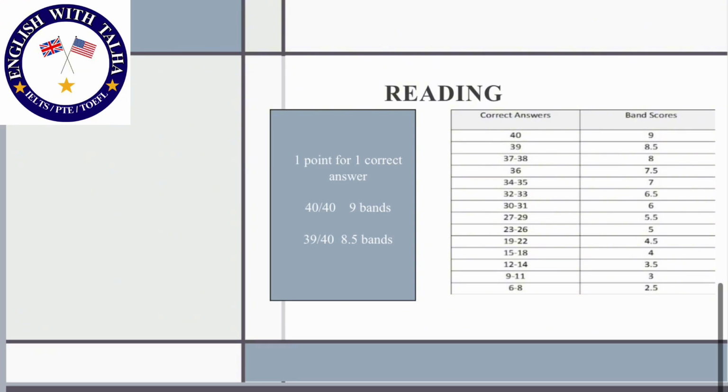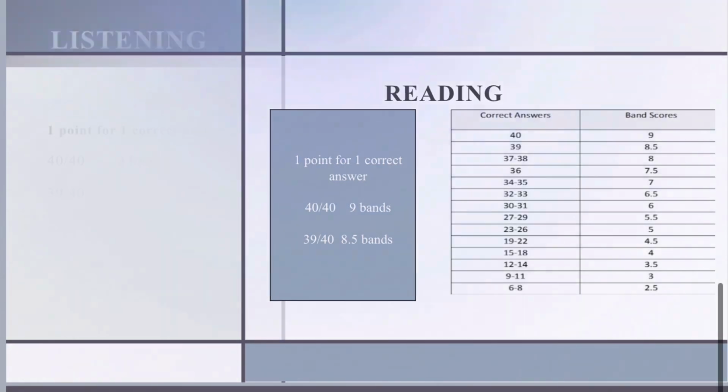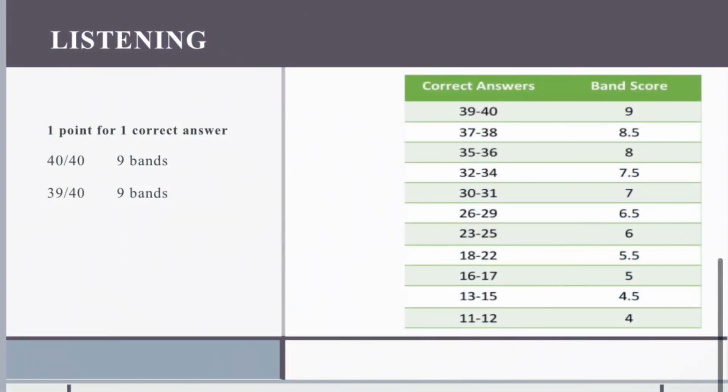Let's say you get 40 out of 40, right? So this will be 9 bands. If you get 39 out of 40, you get 8.5 bands in reading. However, in listening, if you get 39 out of 40, you still get 9 bands. So there are some differences, but what I mean is, one correct answer, 1 point, and hence 40 points you get. Out of 40, whatever you get, based on that, you get your band score. I hope you understand that.